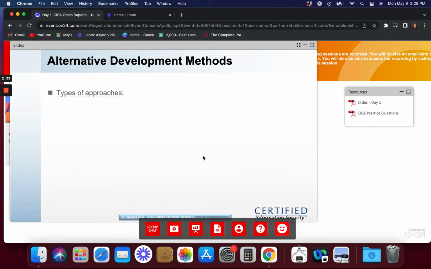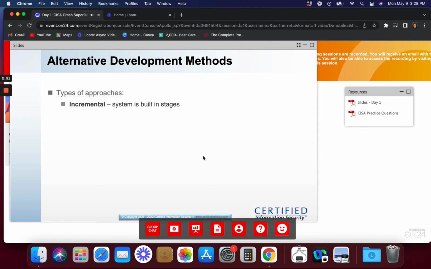So, alternatives to development methods that you're going to need to know about. And folks, if you're coders, if you're programmers, and you start to feel very icky on the inside because you say, that's not really how we look at it today, let it go. It's okay. This is what you need to know for exam day.